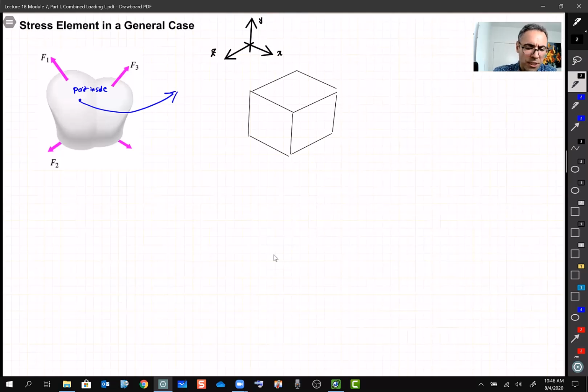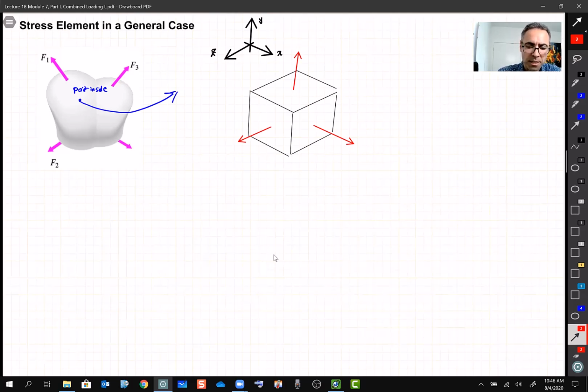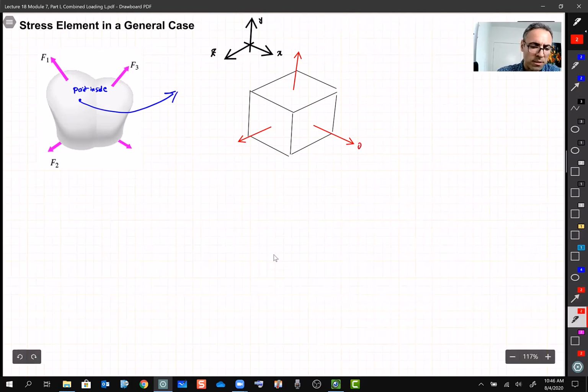So in a general sense, we say when we apply these loads, this point or this cube is going to be under normal stresses on each of these faces in X, in Y, and in Z direction. All right? They might be under compression, but for simplicity, we just show tension. So let's call this one sigma X, this one sigma Y, and this one sigma Z.